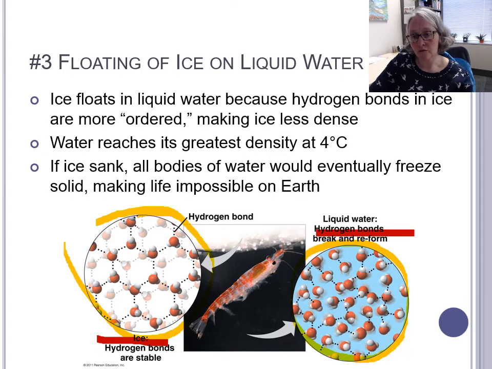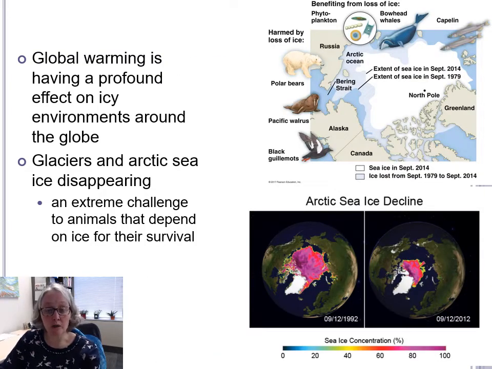Because ice floats, this is also important for many organisms that rely on ice in their various environments. Global warming is real, and it is having a profound effect on icy environments throughout the globe. What we see because of global warming is that glaciers and Arctic sea ice are disappearing, and this is a problem in biology because many animals depend on ice for their survival. It's not all bad news, it's also good news. It just depends on which type of animal you're looking at, but there are changes to our ecosystems as the ice environment is changing.